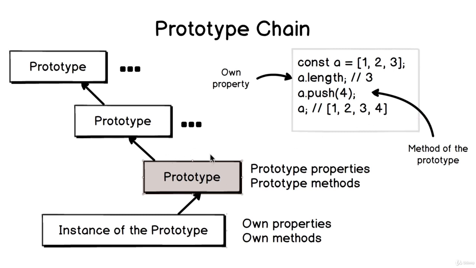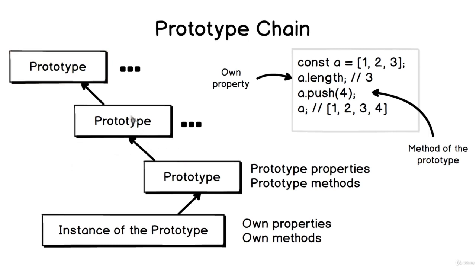It may happen that the bottom level prototype also doesn't have the requested method or property. In this case, we move one level up through the prototype chain and check whether this prototype has the requested method or property. If it doesn't have it, we move again one level up, and so on, until the end of the prototype chain. At the end of the prototype chain in JavaScript, there is always null, and we will talk about this in a couple of lectures.